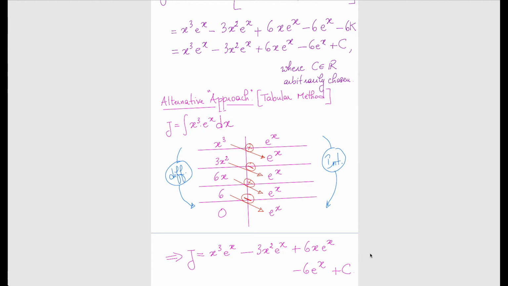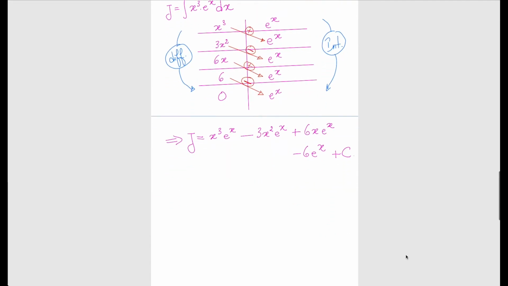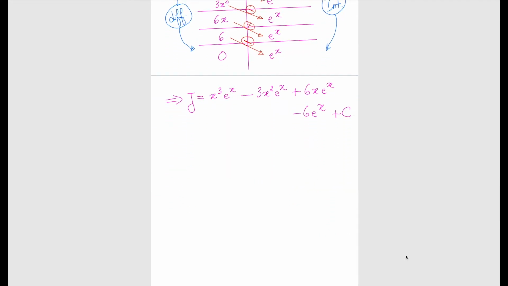So that's the useful tabular method, but if you don't want to use it all the time, you have to do a repeated application of integration by parts. Since we're talking about tricks, let me tell you about another trick.